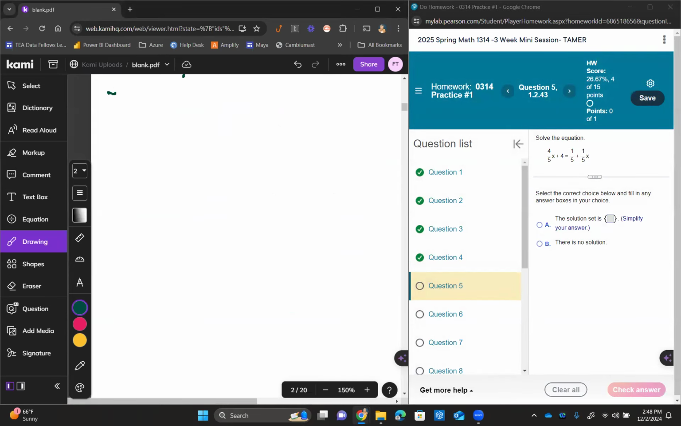For question 5, we have 4 over 5 x plus 4 equals 1 over 5 plus 1 over 5 x. There are so many different ways to handle these questions, but whenever the questions involve fractions, I like to clear all fractions and make my problem look like a linear equation. So here, this one has a denominator of 5, and the other two terms have denominators of 5. So if I just multiply every single term by 5, let's see what happens.